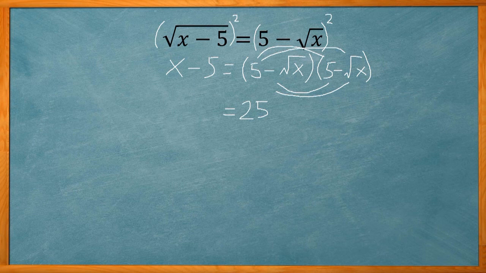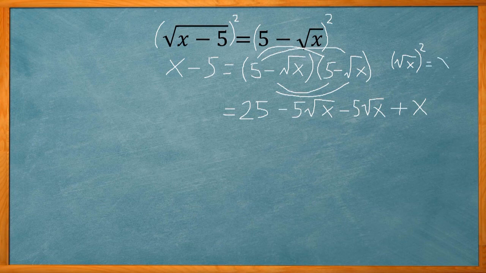5 times the negative square root of x is negative 5 square root of x. And we're going to do the same thing here, negative square root of x times 5. Another negative 5 square root of x. And when I multiply negative square root of x times negative square root of x, two negatives give you a positive. And square root of x times square root of x just gives you x. That's pretty much similar to squaring the square root of x. Squaring it just gets rid of the radical.